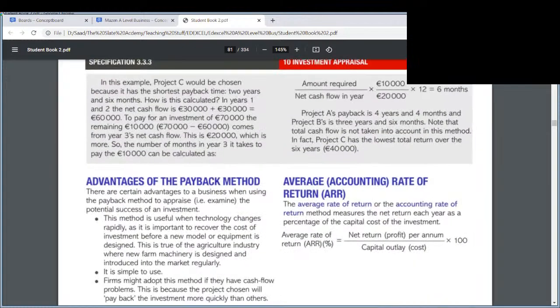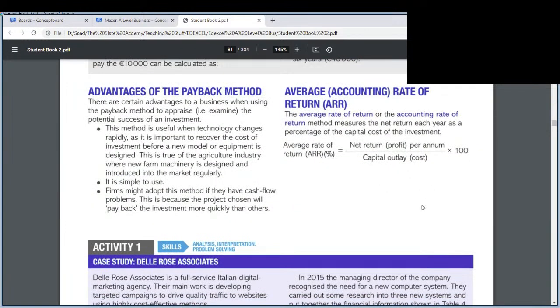It's simple. The net profit over total capital, over the total investment that you had done. Okay, let's see some numbers and actually calculate it.